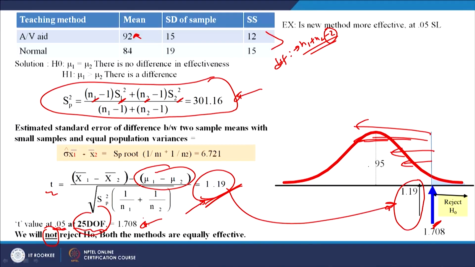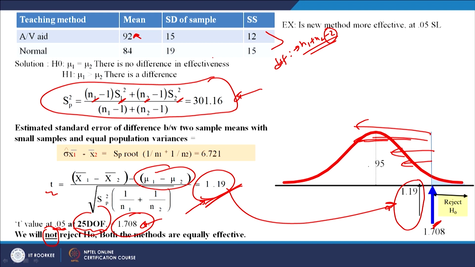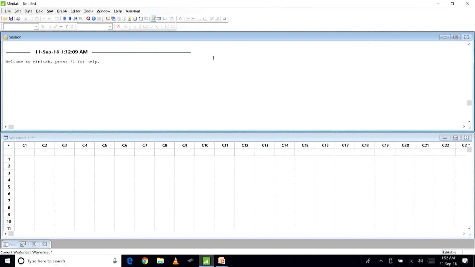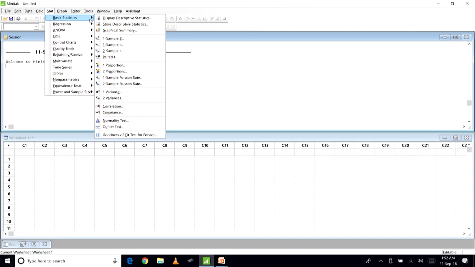And of course, how to look at this t value: it is 1.708 at 25 degrees of freedom. So, 25 degrees of freedom, 1.708. So, look at here. Okay. So, this is actually 0.05, this value. Okay. So, we can in fact work out this example using Minitab software. So, let us use Minitab and work out this example. So, go to Stat, Basic Statistics, it is the 2 sample t test, right. So, 2 sample t test.